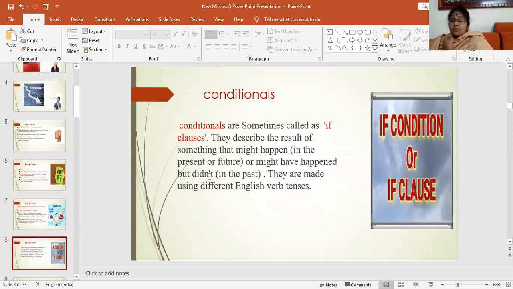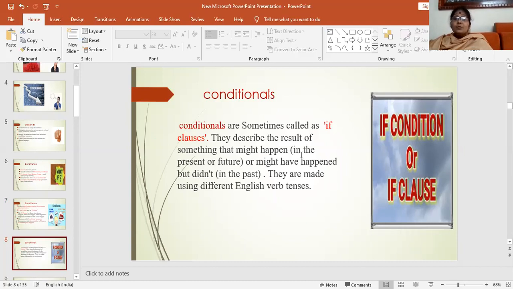so with this, what we come to understand is that conditionals are sometimes called an if condition or if clause. What are conditionals called? They are also called an if condition or if clause. They describe the result of something that might happen in the present or future, or might have happened but didn't happen in the past. What is it that they describe? They describe the result of something that might happen in the present, now, or in the future, or might have happened in the past but didn't happen.